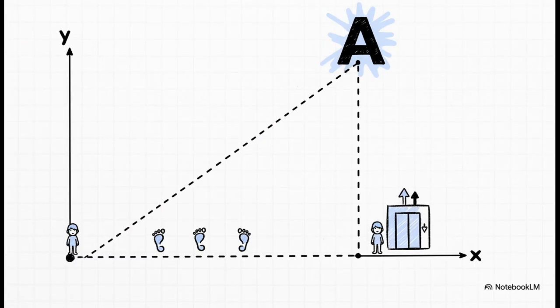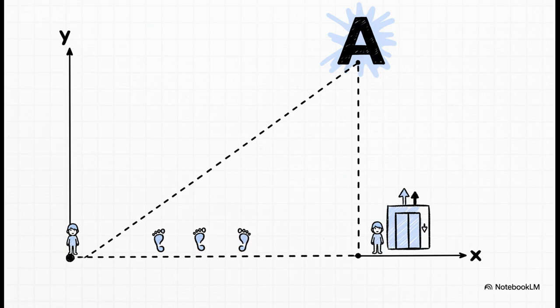Let's find a point called A. Its address is 3, 2. Okay, let's follow our recipe. Step 1, we put our finger right on the origin, 0, 0. Step 2, the first number is a positive 3, so we walk along the x-axis. 1, 2, 3 steps to the right. Now don't put a dot yet, we have one more step.